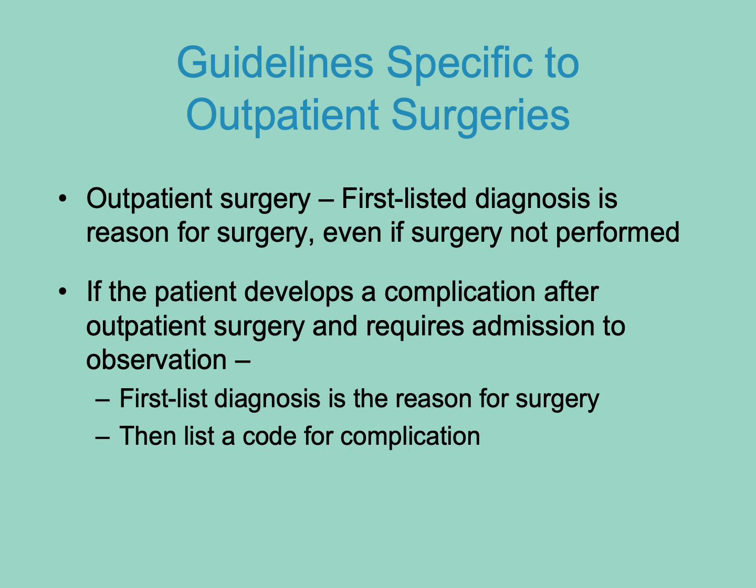So what if it's gone ahead and done? They do this outpatient surgery, but the patient develops a complication afterwards and requires admission to observation. So this is done in an outpatient area of the hospital facility, and then they go into admitted to observation, which remember is also outpatient. First listed diagnosis is the reason for the surgery and then a code for the complication.